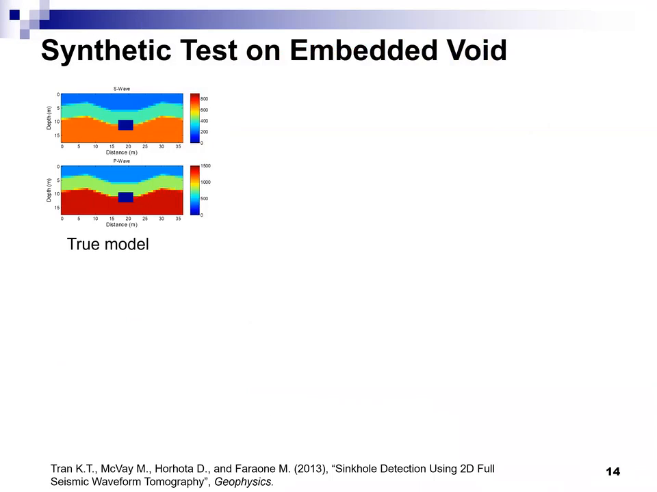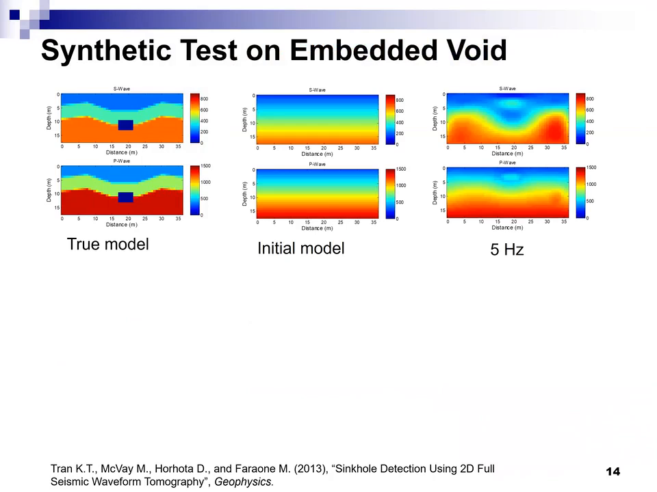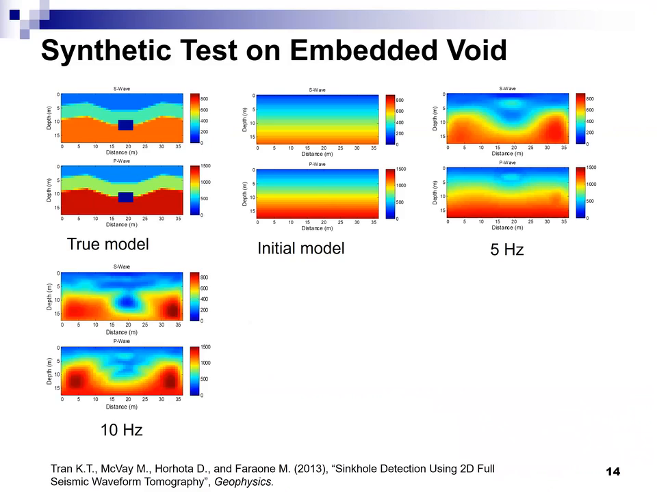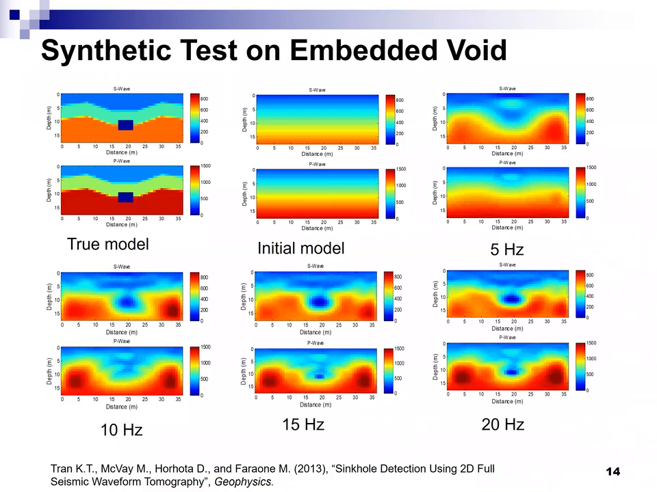Here is the true model, and this is the initial model. It's a simple initial model that increases the velocity with depth. I will talk more about it when we deal with the real data. This is the inverted result at 5 Hertz. We use the data from 2 to 10 Hertz here, centered at 5 Hertz. We start seeing the variable rock at the bottom, but not the void yet. So we solve for the layers first. Then we use this as the initial model for the next inversion run at 10 Hertz. We start seeing the void. And then 15 Hertz, and then 20 Hertz, and we go up to 25 Hertz in this case.